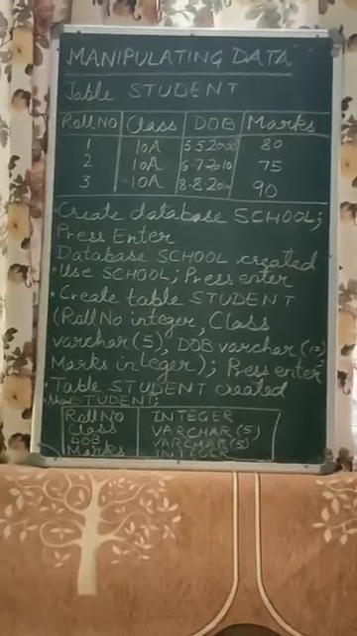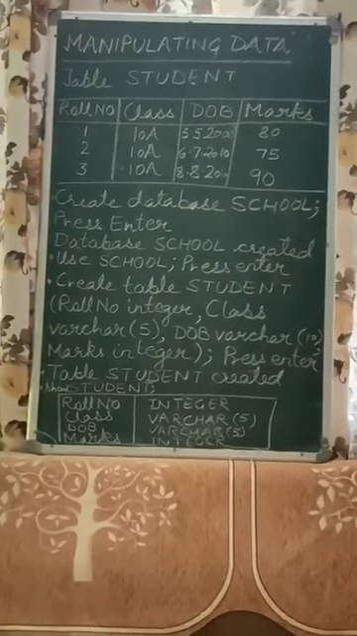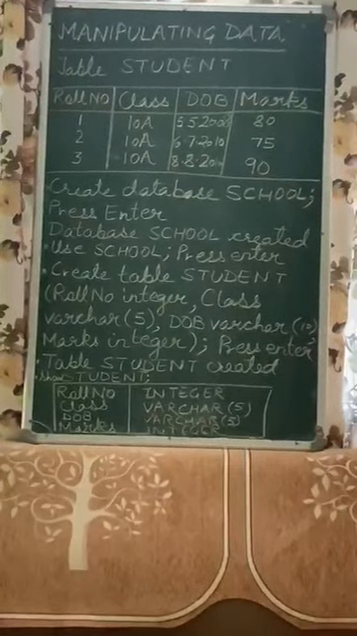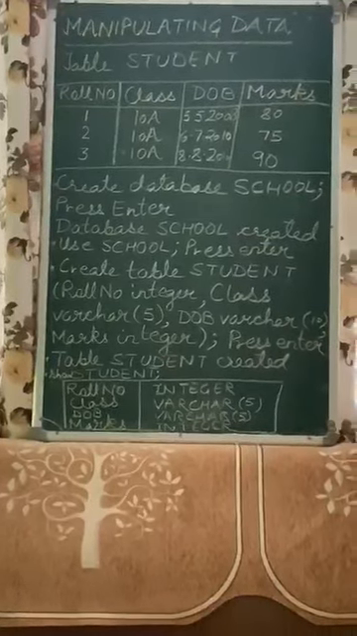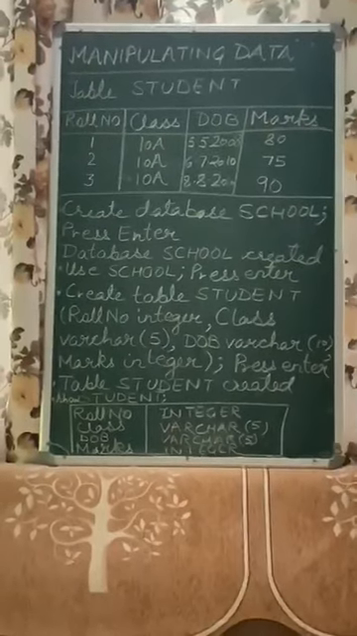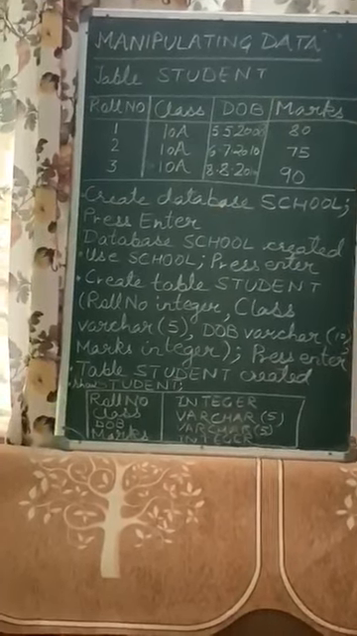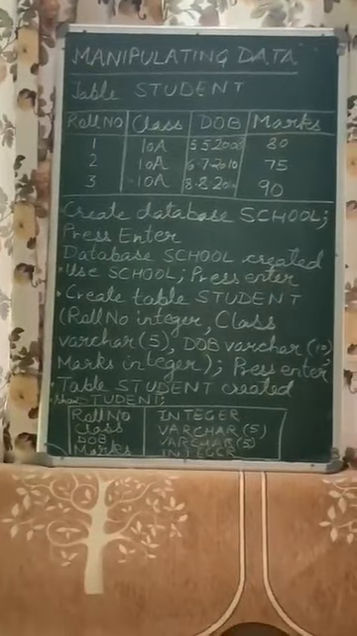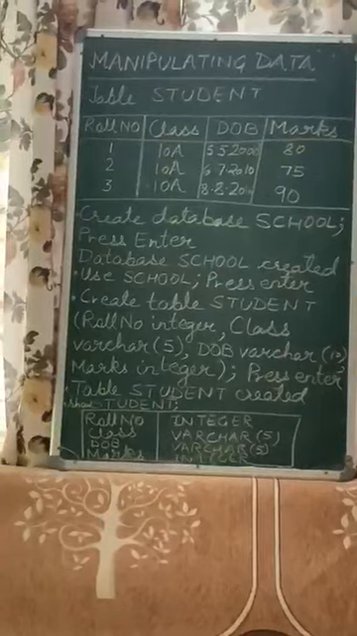Since the roll number is in digits 1, 2, 3, I've already taught you about numeric data types. In that we have one data type as integer, so I will write roll number integer. Next I'll put a comma and write class. Then the class can be written as 10A, the way I've written in the table, or you can even use the Roman numeral, that is X and then A.